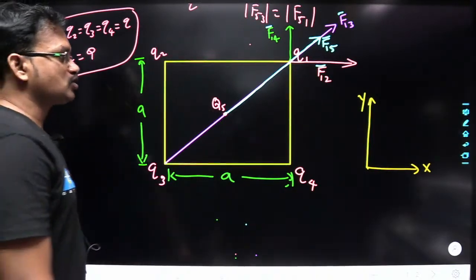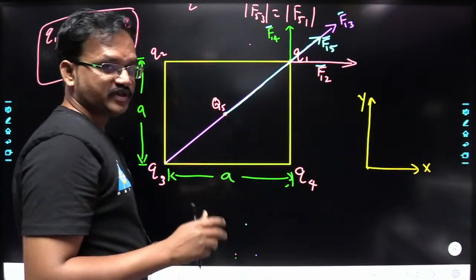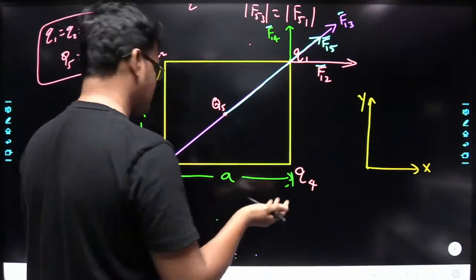Understood? Okay, if the magnitude of force here becomes 0, it means all the other charges are also going to experience the same magnitude of force. So it is as simple as that here.